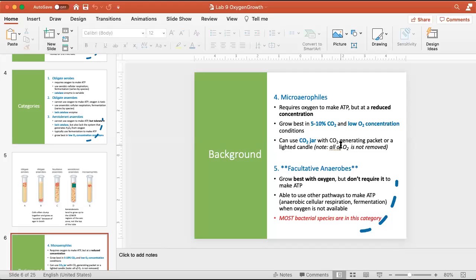All right. Microaerophiles grow best in a low concentration of oxygen and a higher than normal concentration of carbon dioxide. So air, the air that we breathe, has less than 5% carbon dioxide in it. They prefer somewhere between 5 and 10% carbon dioxide. So they like a little more carbon dioxide than what's in the air and less oxygen than what's in the air.